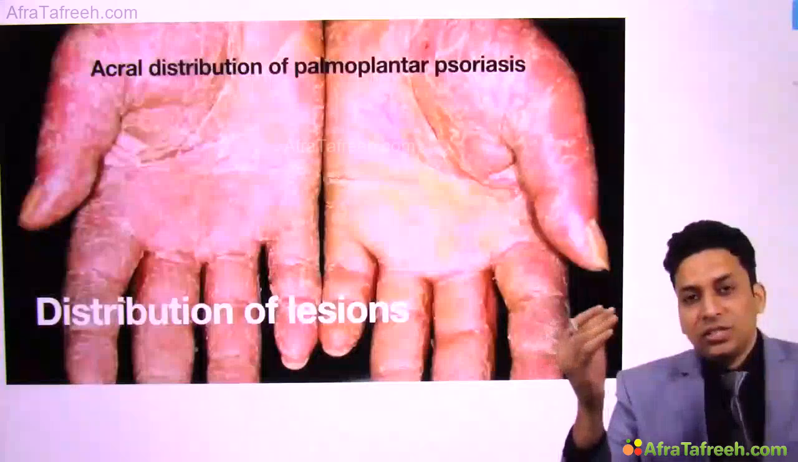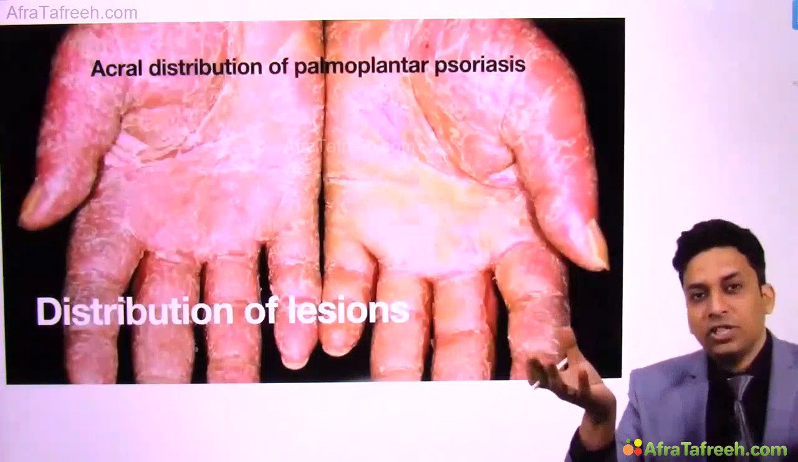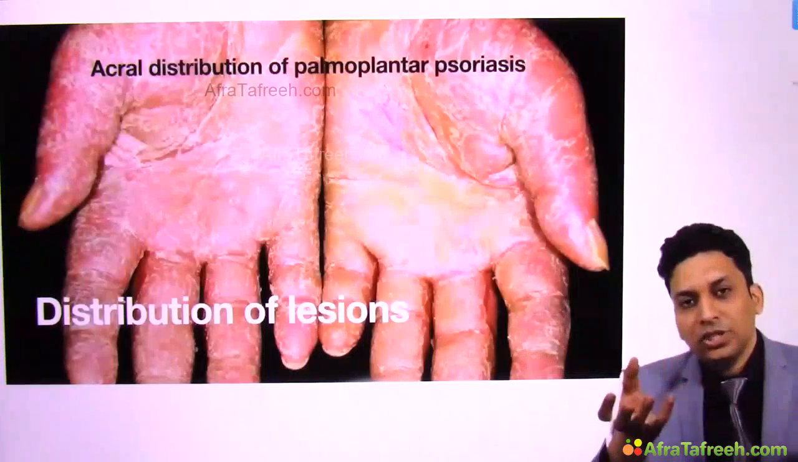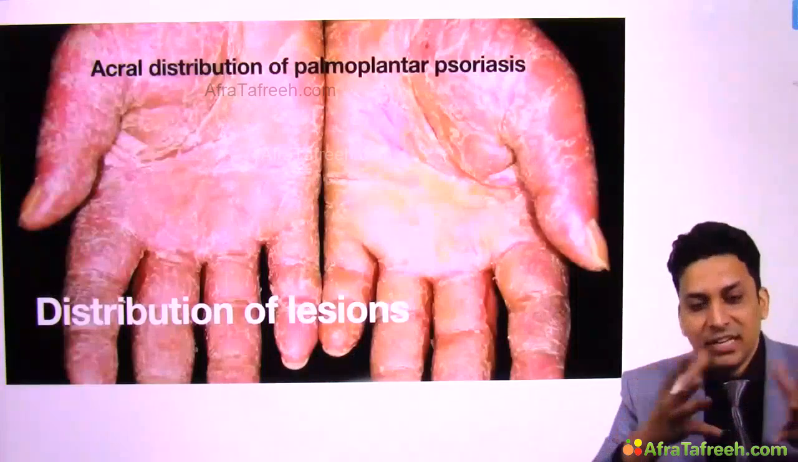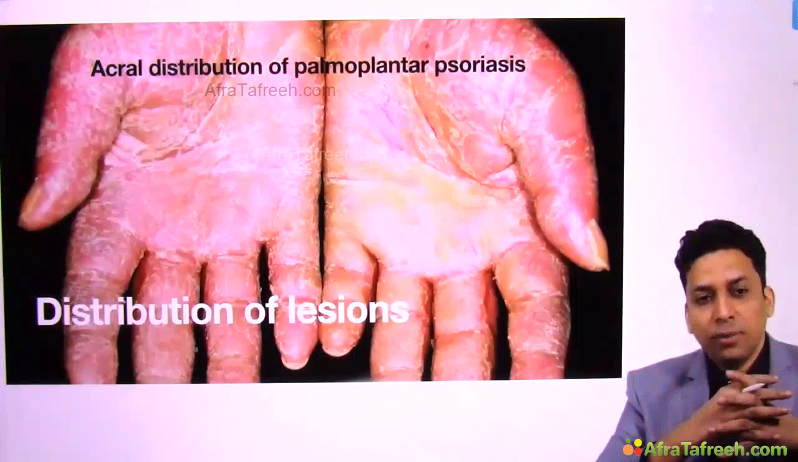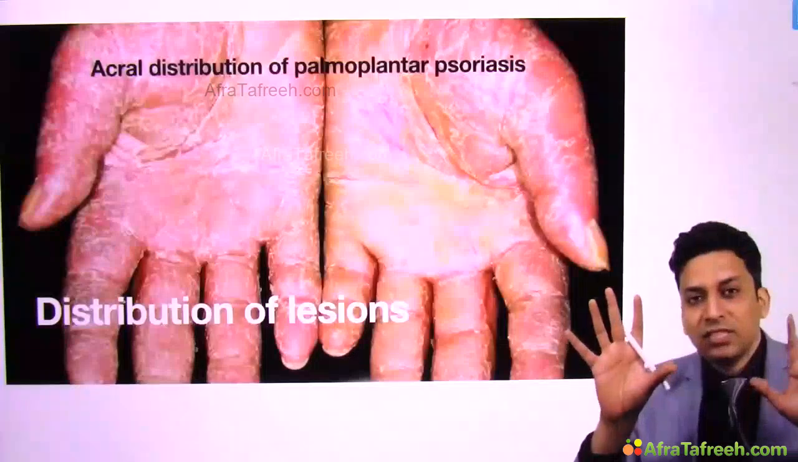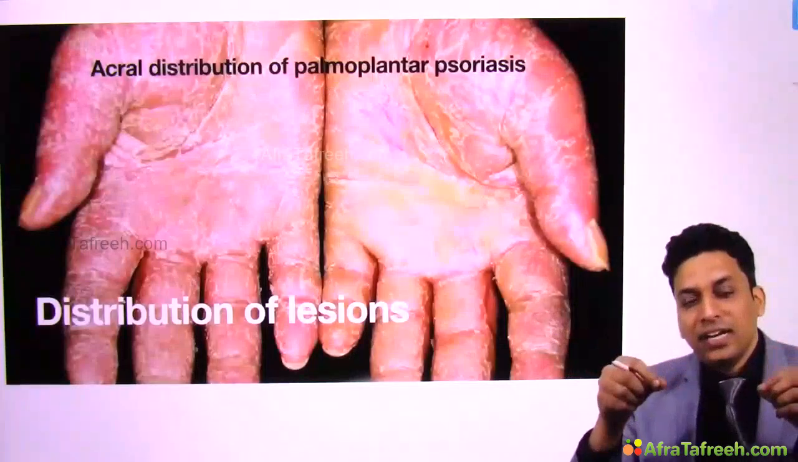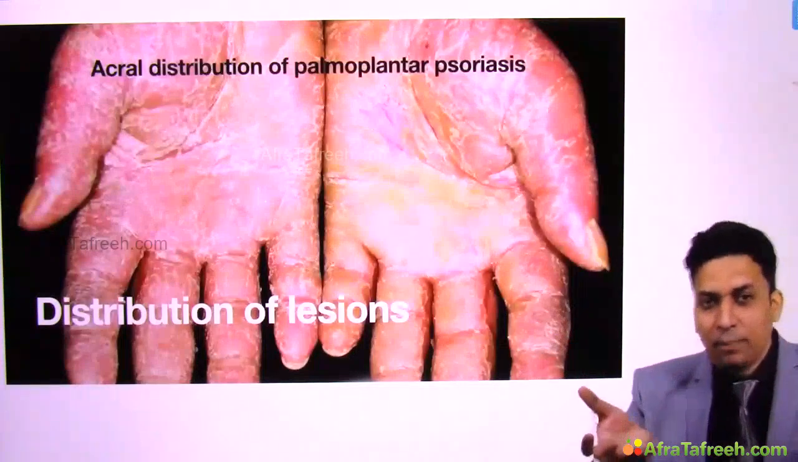Then the distribution of the lesion is also important, and you should look for it. A few conditions present only over palm and sole, a few only over flexural areas, or over extensor areas. Like palmoplantar psoriasis: the name itself suggests palm and sole. If the psoriatic lesions are present only over palm and sole, that is palmoplantar psoriasis, so you need to examine the palm and sole in that patient.